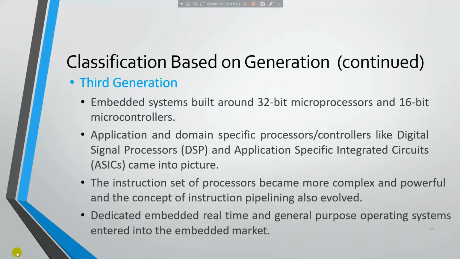Next, classification based on generations. Here we are studying about the third generation. First and second are done, so now the third. The first and second generations were about 8-bit and 8 and 16-bit, and the third generation is about 32-bit. So 32-bit microprocessors and 16-bit microcontrollers were the applications of the third generation.